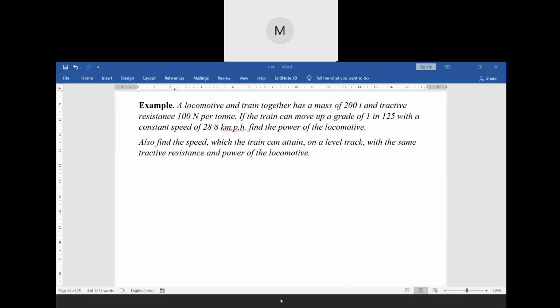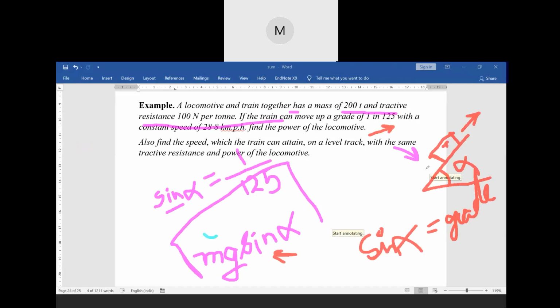Now you just try to understand. From this mg sin alpha thing, you got one. Now here the train is moving, right? If the train is moving here, there will be some resistance given by these tracks. So this is known as the tractive resistance. And because of the gradient or the slope, you got one resistance. This tractive resistance you found out to be how much kilonewton? 20 kilonewton. And just now, how much did you find for the resistance due to the slope? 15.68. So what will be the total resistance?